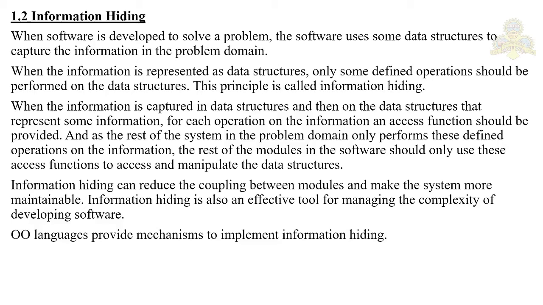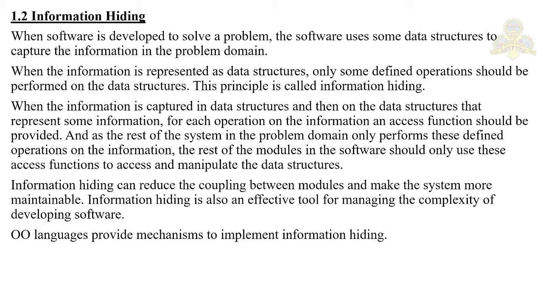This is the principle of information hiding. The information captured in the data structures should be hidden from the rest of the system, and only the access functions on the data structures that represent the operations performed on the information should be visible. That means for each operation on the information, an access function should be provided. And as the rest of the system is the problem domain, it only performs these defined operations on the information.